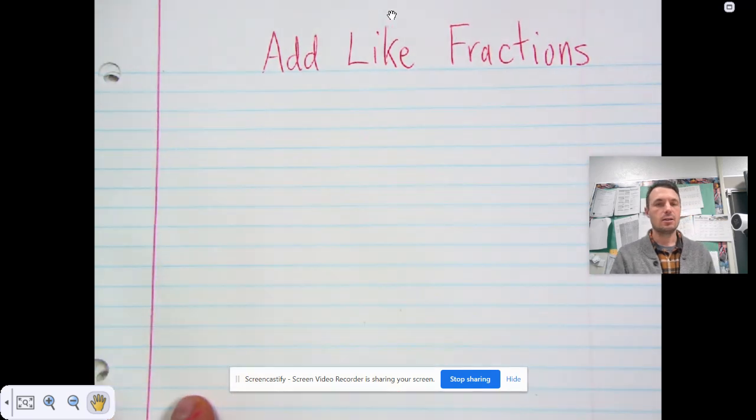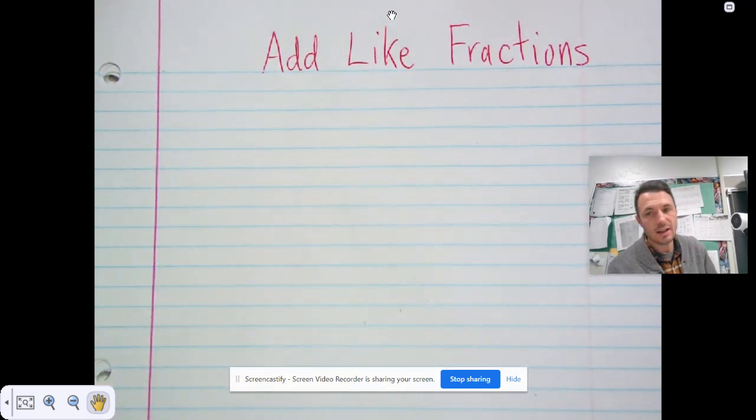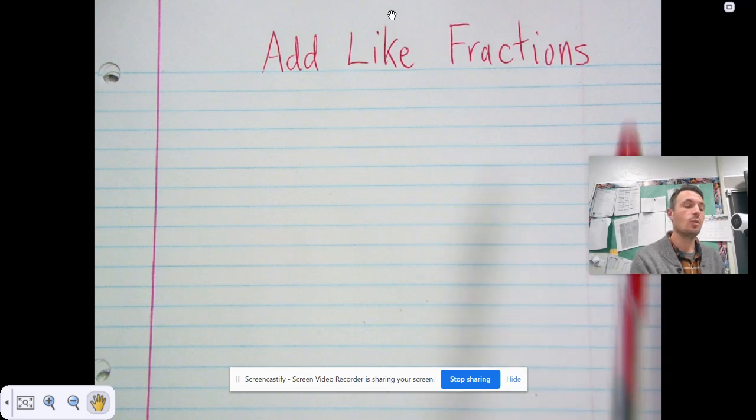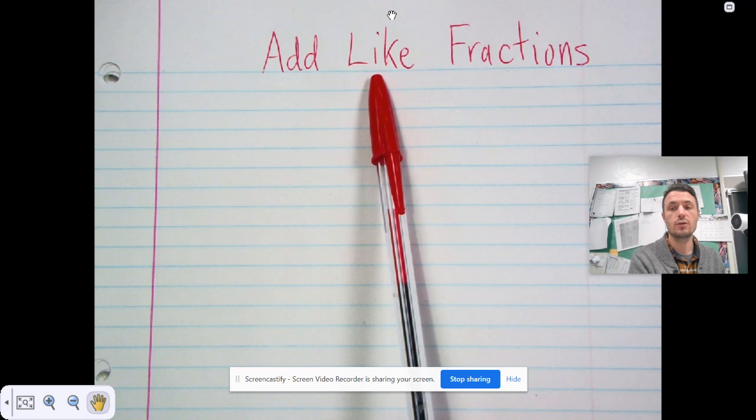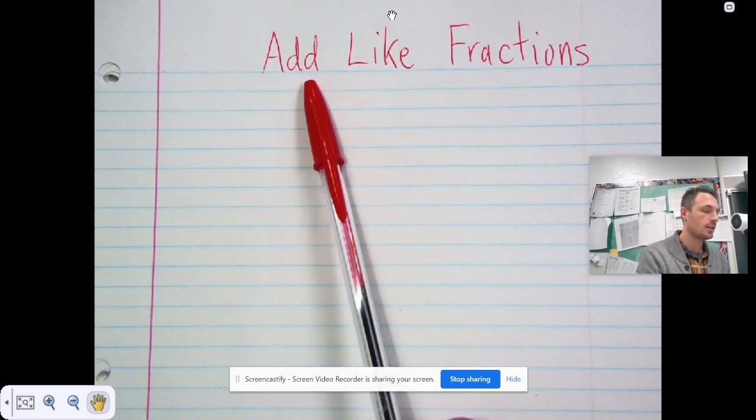Remember that like fractions are fractions that have the same denominator. And so today we're learning how to add fractions like that, like fractions with the same denominator. We're learning how to add them together.